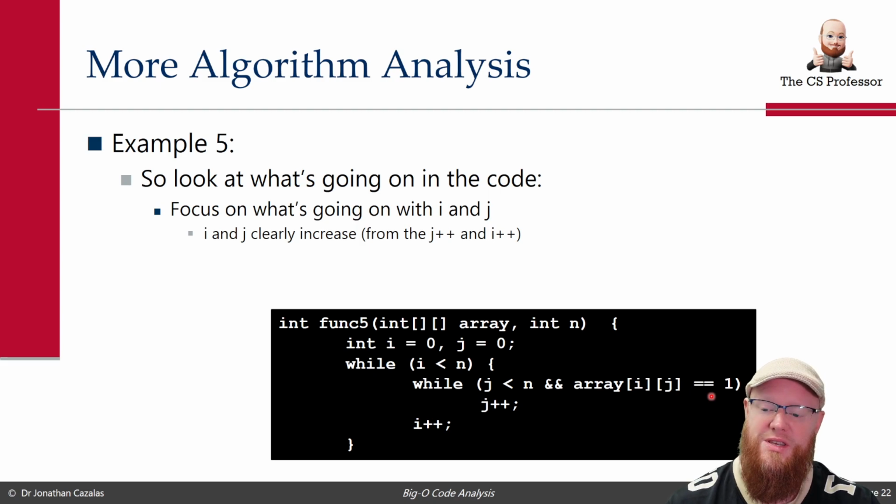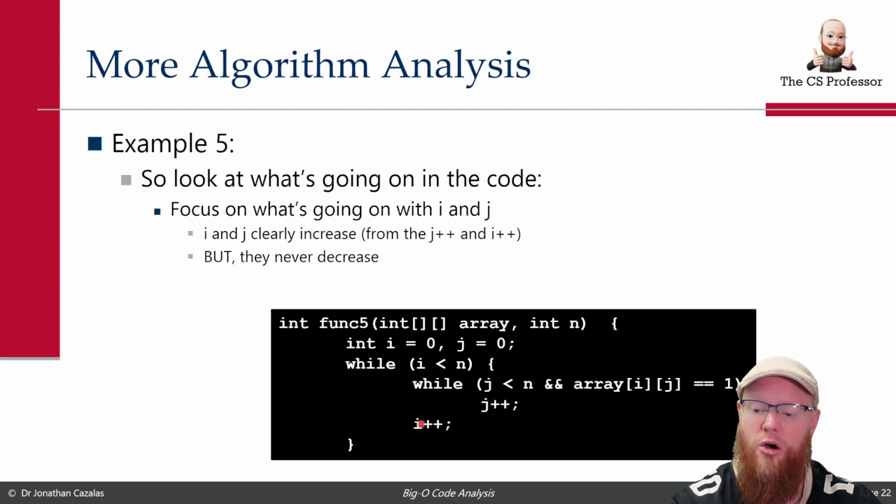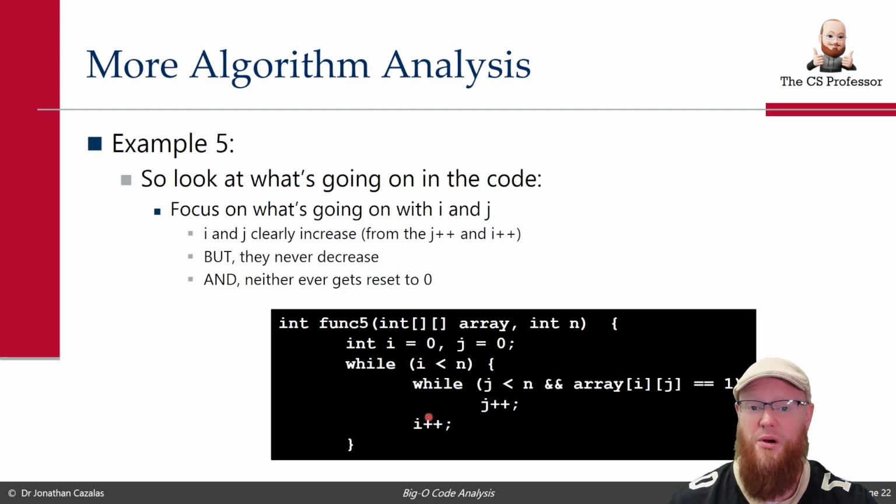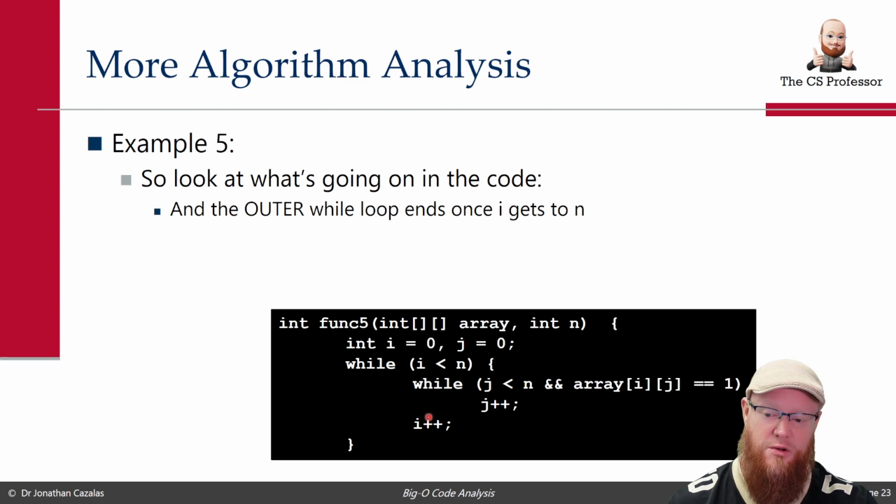Now, what we can also see is i and j both clearly increase, right? j is increasing inside this while loop. i is increasing inside the outer while loop. And neither of them ever decrease. That's important. Also very important to notice, maybe some of you picked up on this when pausing, that neither of those variables, i or j, ever gets reset to 0.